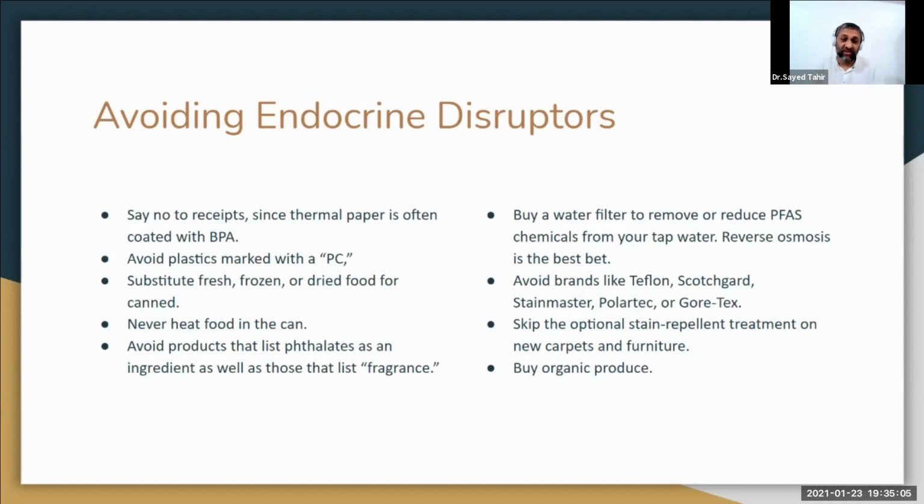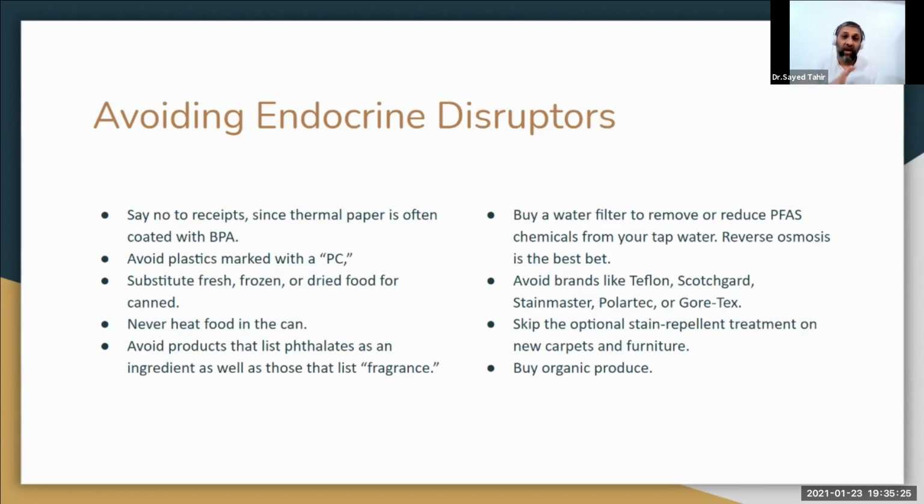How much we can avoid, we should avoid, and substitute fresh, frozen and dried foods instead of going for canned food. All the canned food, because when they do the canning and the packing, they are going to put parabens in that. They are going to put preservatives in that, and those are going to harm you.